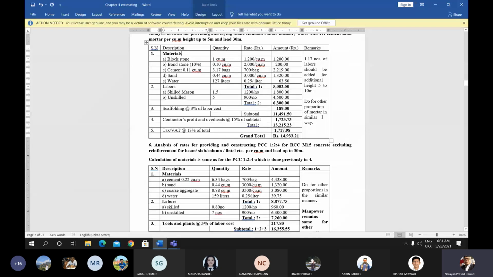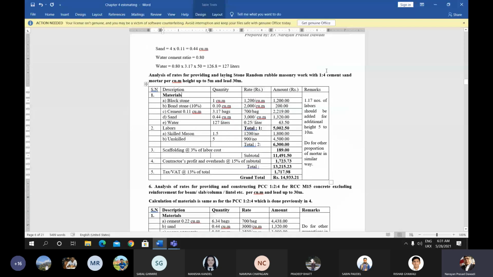Now I am going to do the other proportions of mortar in a similar way. You can do it by yourself for the other proportions of mortar also. This is the analysis of rates for random rubble stone masonry work.